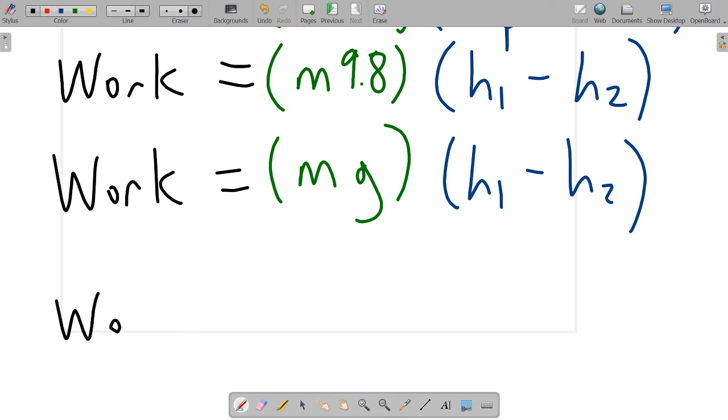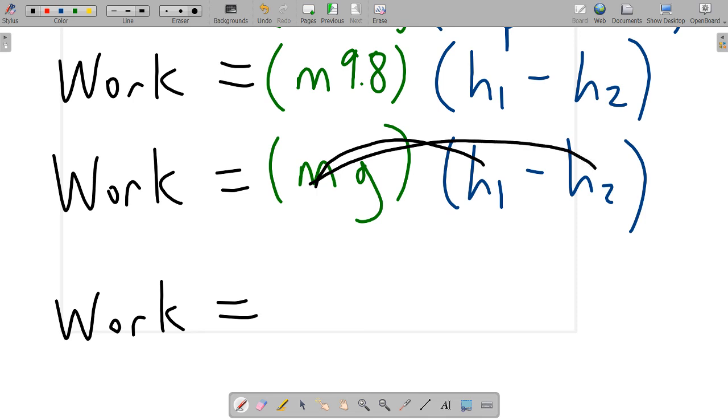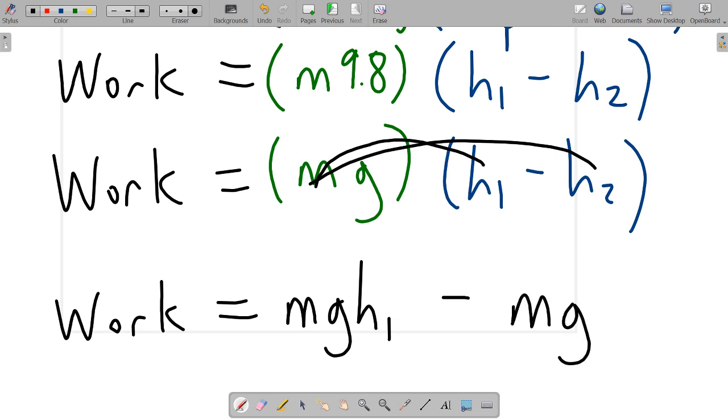Now, the final step is easy. In order to get the final form of our equation, all we have to do is distribute. So we're going to take m times g, and multiply that times h1, and m times g times h2. And what we're left with is this: mg h1 minus mg h2.